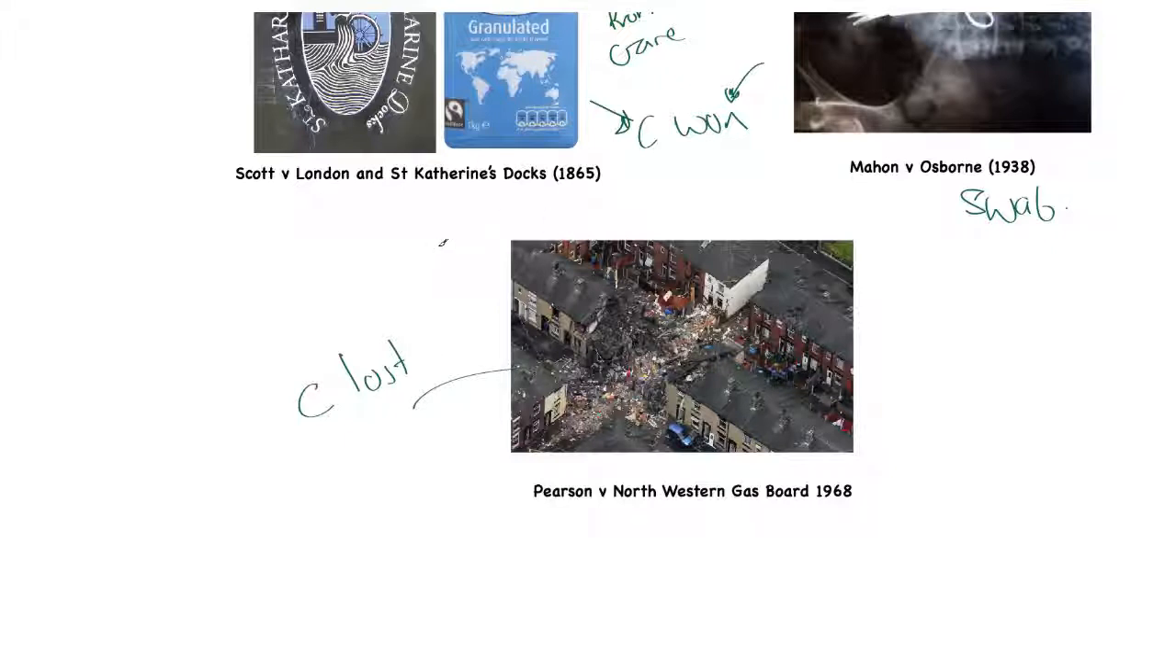So you can see quickly how res ipsa works to help the claimant where there can be no other explanation, where the control of the incident is wholly in the control of the defendant, and that somebody has been clearly negligent.